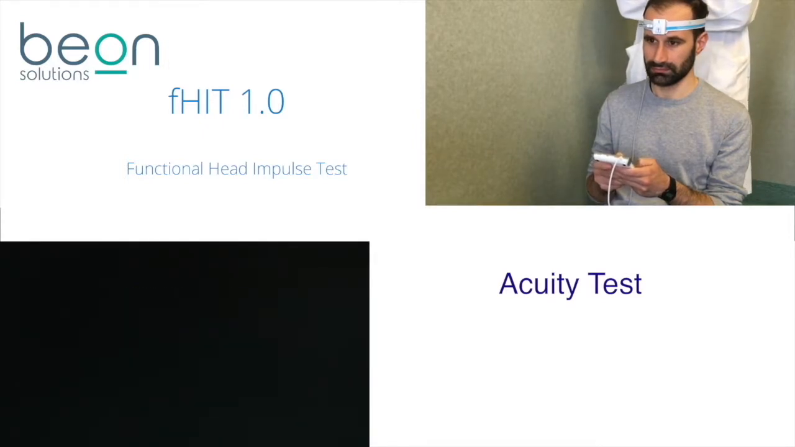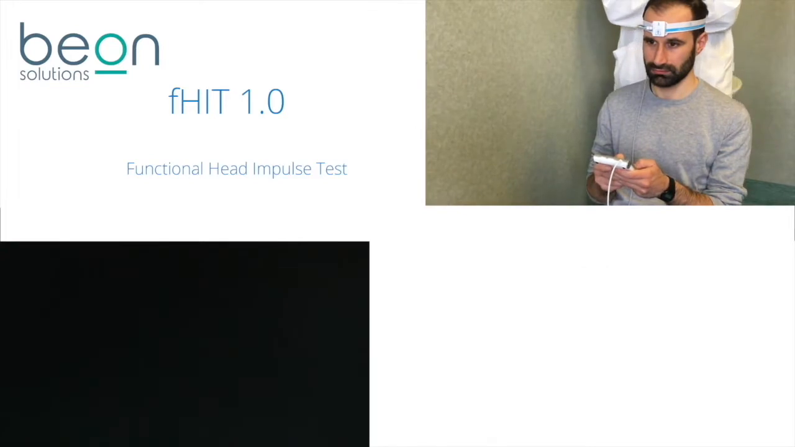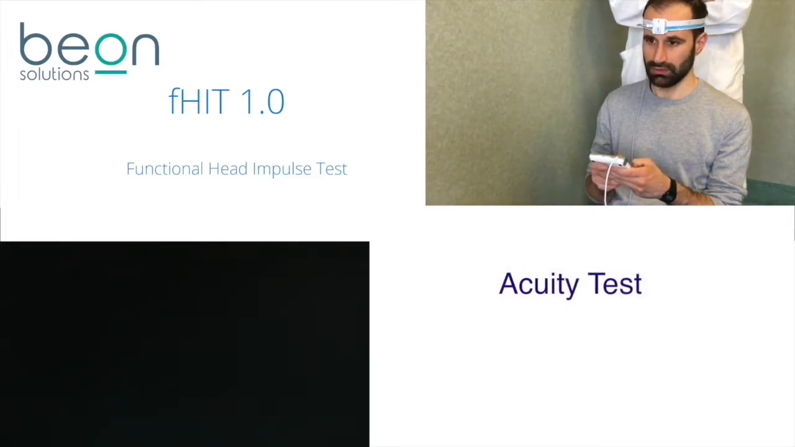Before beginning the dynamic testing phase, the software assesses the static visual acuity of the patient, which will determine the size of the images that will be presented during the dynamic part of the test.